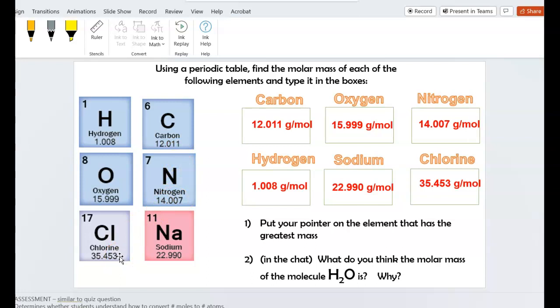However, most of the time we're not asked for a single element, we're asked for a compound. So if we wanted to find the molar mass of water, we would just add it up. The molar mass of hydrogen is 1, and there's 2 of them. And the molar mass of oxygen is 16. So 16 plus 2 is 18. The molar mass of water is 18 grams per mole. And so we're going to have to do that most of the time, add up all of the molar masses from the periodic table for a compound to find that conversion factor and then use it.